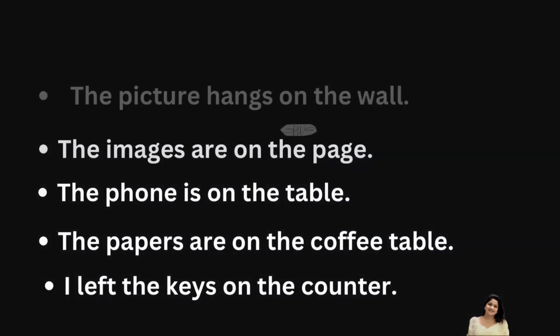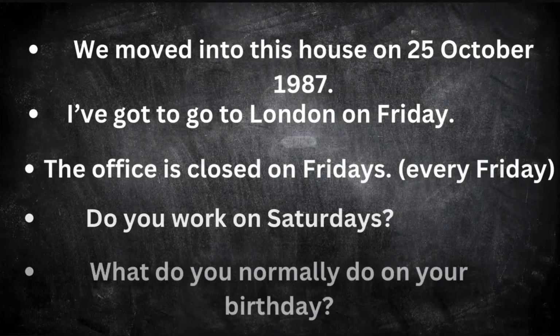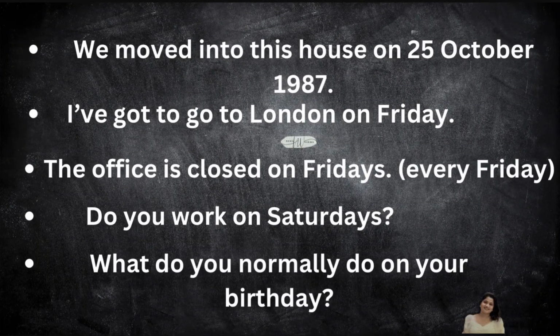As a preposition of time, on is used with dates, with a singular day of the week to refer to one occasion, with a plural day of the week to refer to repeated occasions, and with special dates. For instance, we moved into this house on 25th October 1987, on this date. I have got to go to London on Friday, on this day. The office is closed on Fridays.